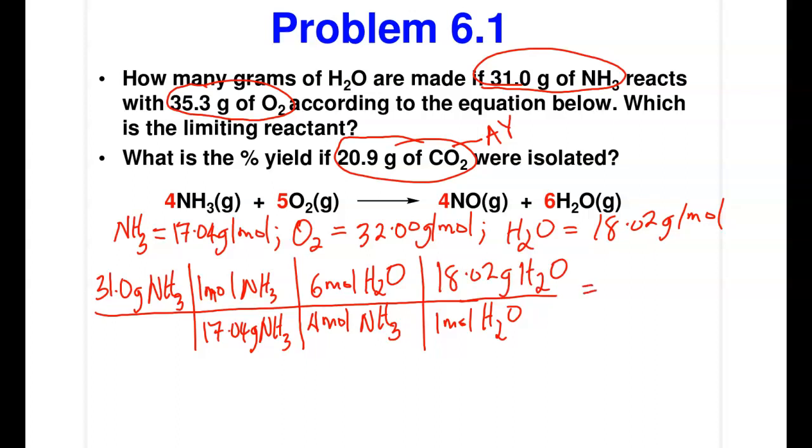What that simply means is that I cancel this with this, this with this, and this with this. If you do your calculation right, you're going to get 49.2 grams of water. That is only from ammonia. Now, we're going to go for it from oxygen and see what we're going to get.